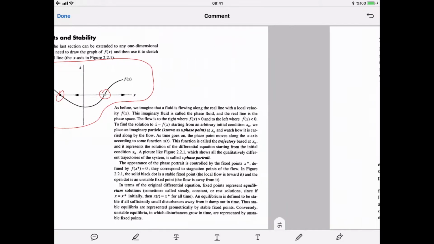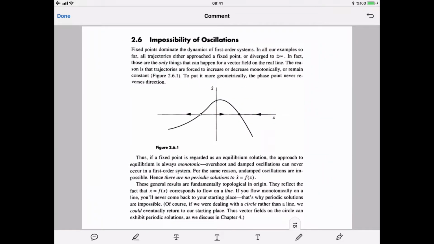Okay, let's move on. We also talked about this in the break, but let's read it from the book. Fixed points dominate the dynamics of first order systems, these n equals 1 systems. In all our examples so far, all trajectories either approach the fixed point or diverge to plus or minus infinity. In fact, those are the only things that can happen for a vector field on the real line. Okay? Those are the only things that can happen.